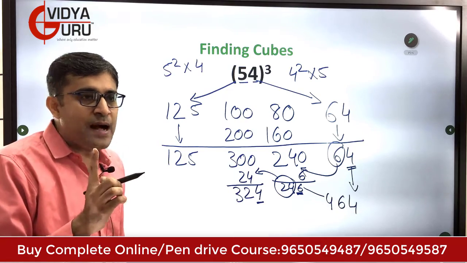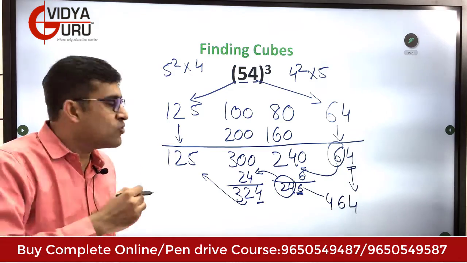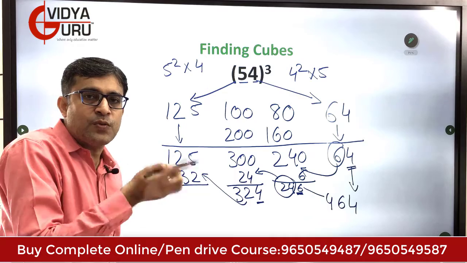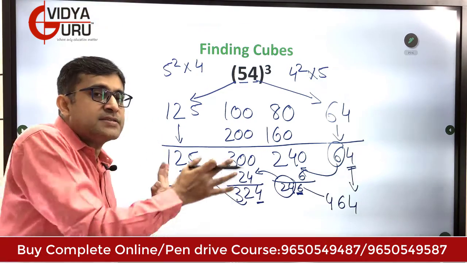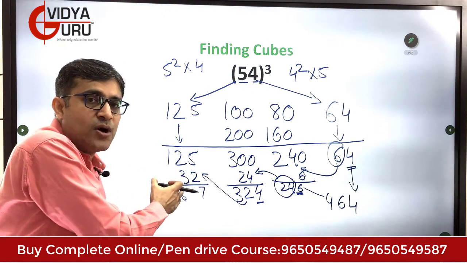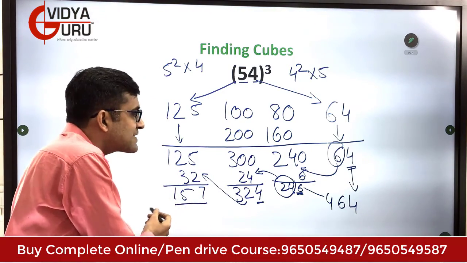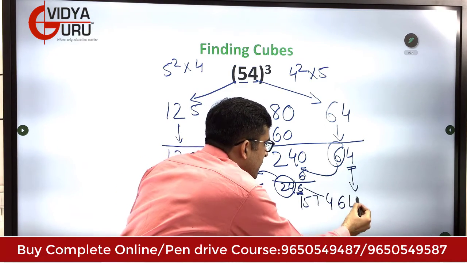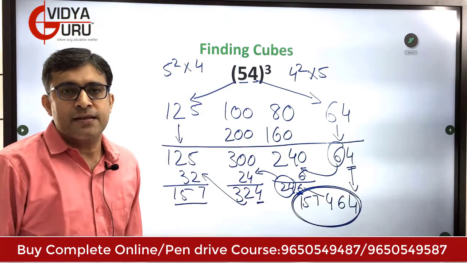Now you know what's going to happen to this 32. This 32 is going to be carried forward and I add it with 125. 5 and 2, 7, 157. There is nothing which can be carried forward because no other value is there. I cannot carry forward anything. So I will have to write this complete 157. So 157464. It turns out to be the answer.